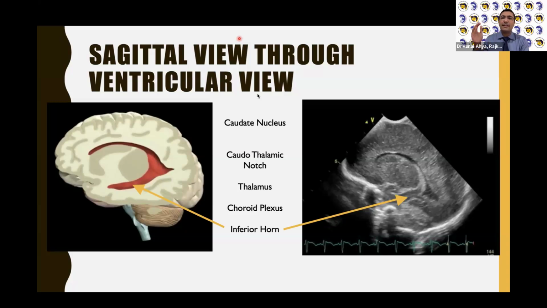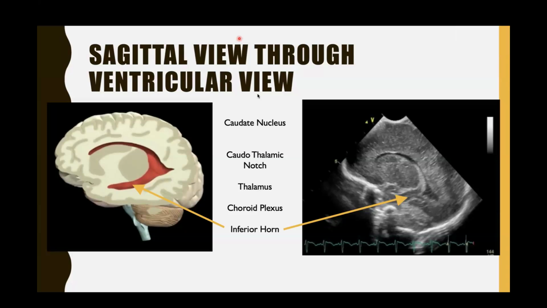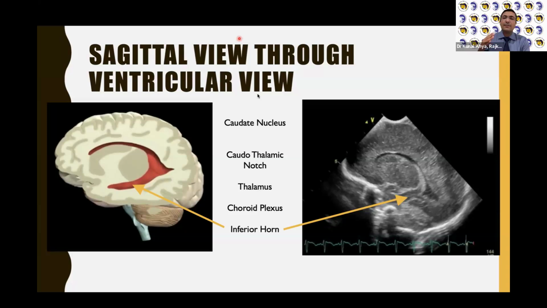It can have various grades, whether it is just limited to the periventricular area, extending up to the white matter, or even completely covering the brain. For that you need to see on the coronal views at the periventricular areas, as well as on the sagittal views, more on the lateral plane also. So you need to see the extent, how far it is going, and based on that you can grade the periventricular leukomalacia.